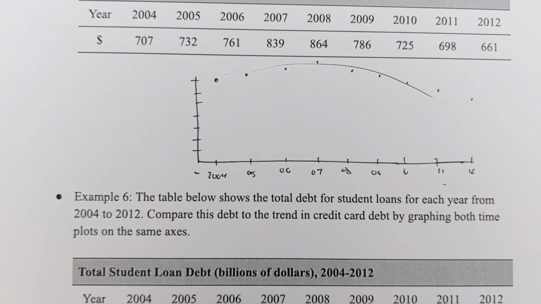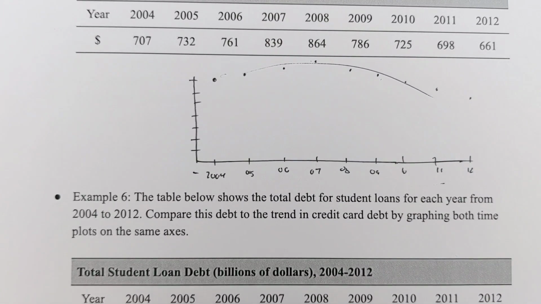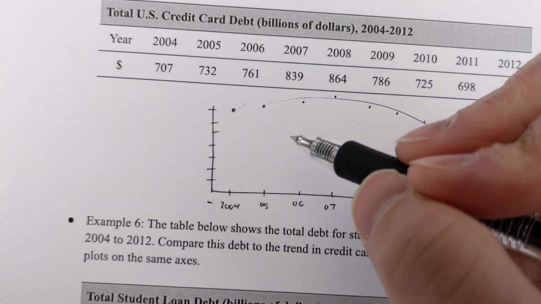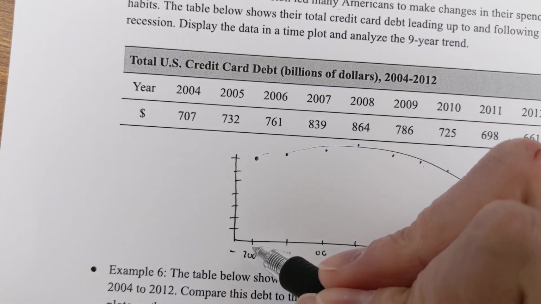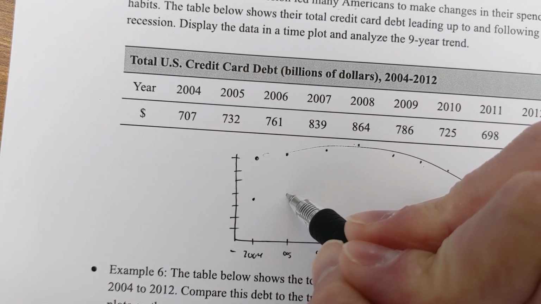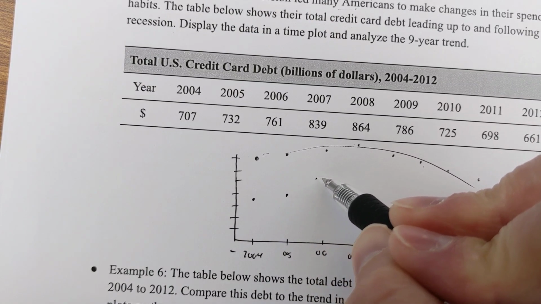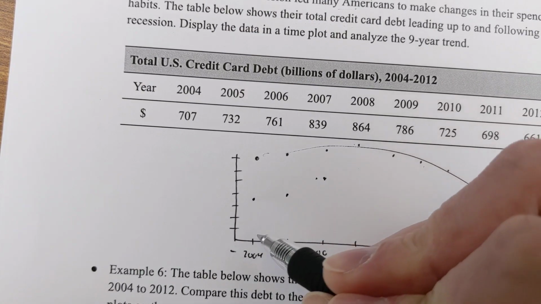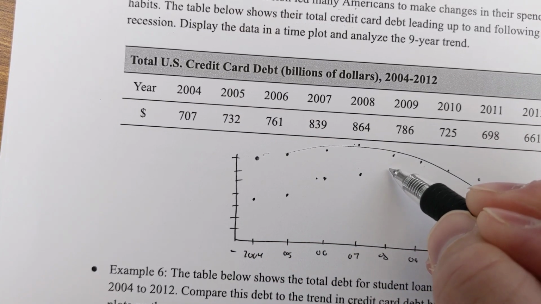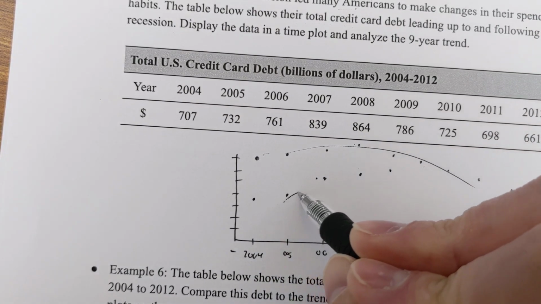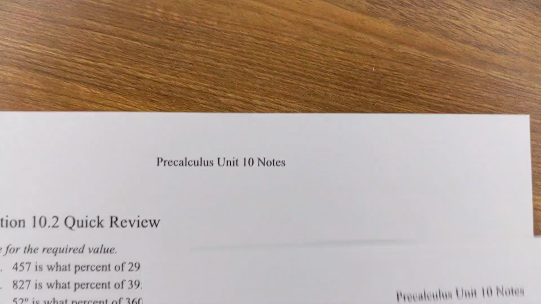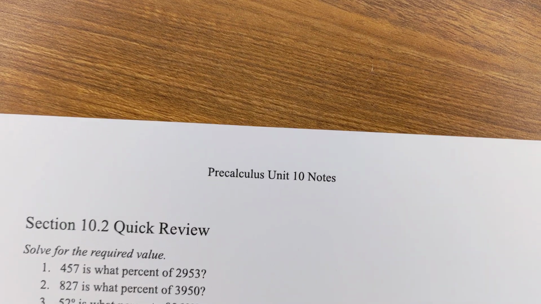So here you have the student loan debt. Plot it on the same axes. So we'll just come back up here. In 2004, it was 346. So that's going to be about here. Then 392, we'll call it about here. Then 477, about here. 538, 1, 2, 3, 4, 5. So you can kind of see the pattern, how it goes up like that. So that's what a time plot is. It's a scatter plot with time units. And that is the end of the section.